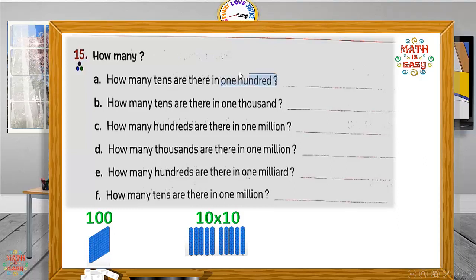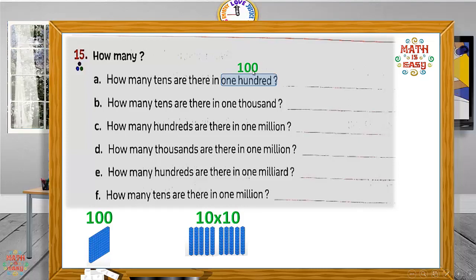In 100, you should write this number in standard form, 100 like this with 2 zeros, and the 10 with 1 zero. You should cross 1 zero because he tells you how many tens. If he tells you how many hundreds, you should cross 2 zeros. So here we will cross 1 zero only and write the remainder. Now, how many tens are there in 100? In 100 there are 10 tens.